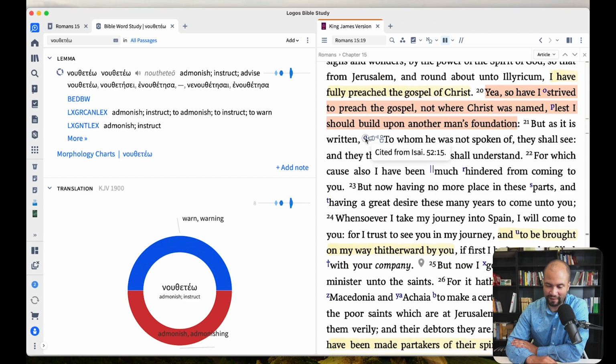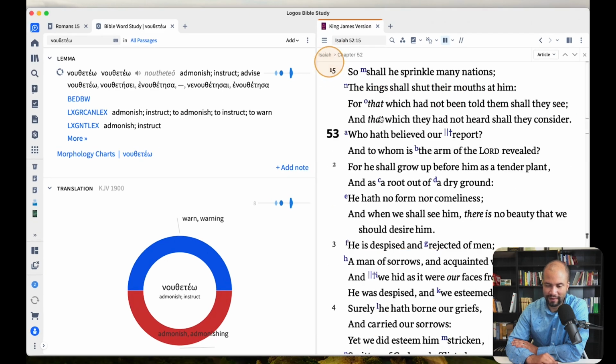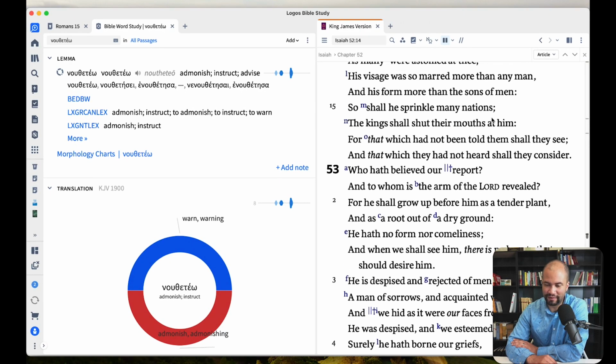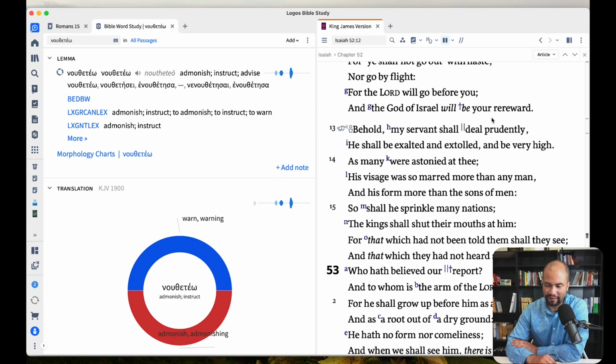And so let's see what text. That's Isaiah 52:15. Let's just look at that. See if it will actually let me click on this. "So shall he sprinkle many nations. The kings shall shut their mouths at him. For that which had not been told them they shall see, and that which they had not heard they shall consider." And so here we see, again, it's about the servant.